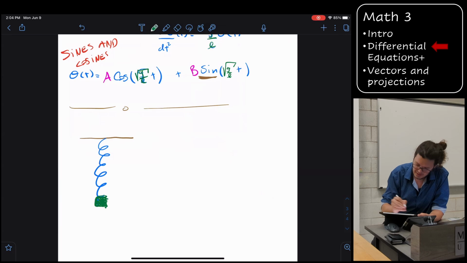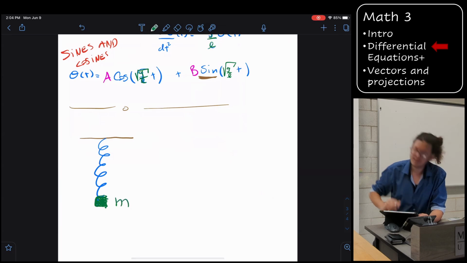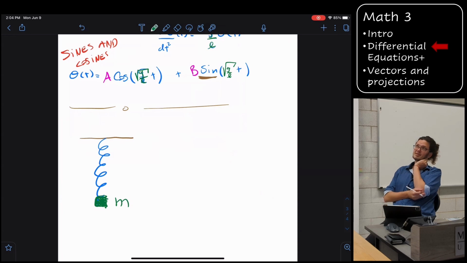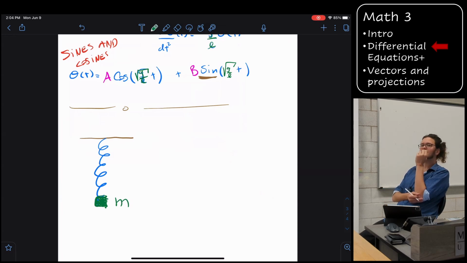Coming back to the present, I have a mass m, and I want to describe this system as a function of time. What does that mean? What I'm after? Motion. Equations of motion for who? What am I trying to describe?